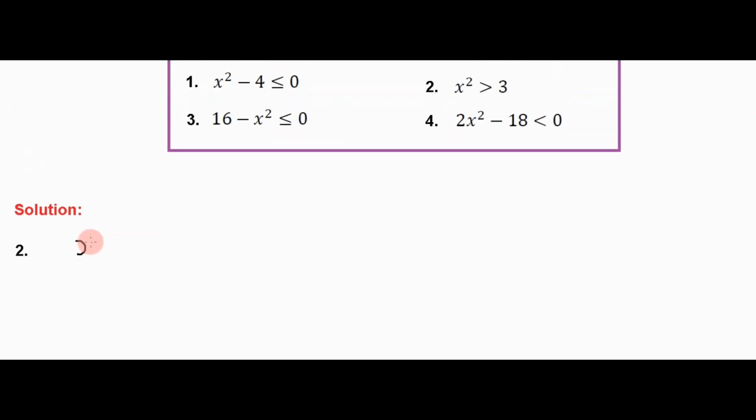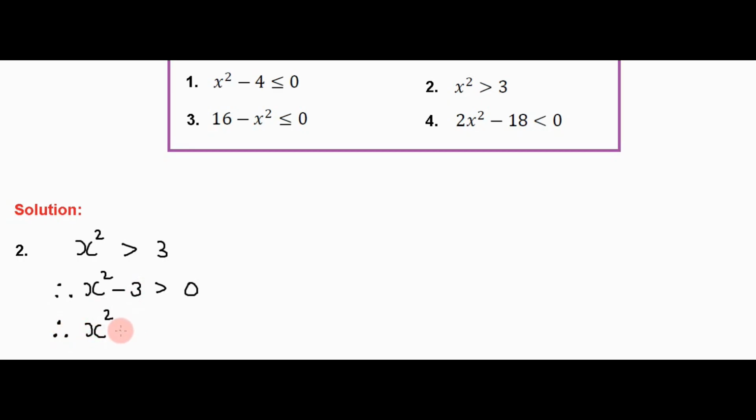So we have x squared is greater than 3, and we need to solve for x. We can always bring everything to the left-hand side. So it's x squared minus 3 greater than 0. This is not obviously a difference of squares, because 3 is not a perfect square. However, we can turn this into a perfect square as follows.